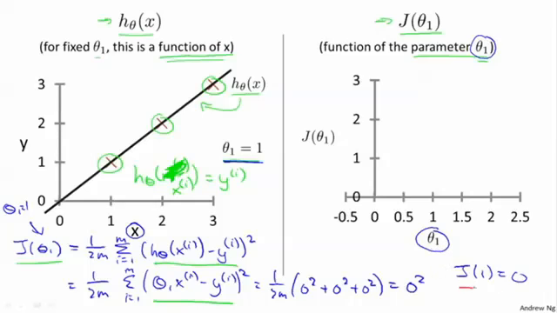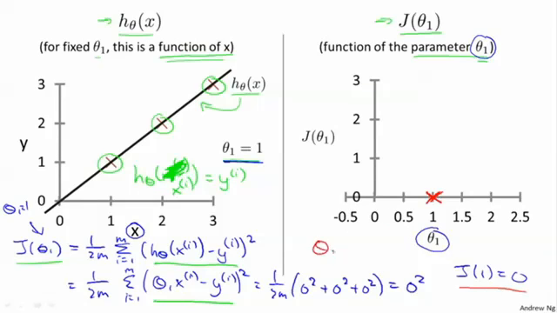So I have J of 1 is equal to 0. So let's go ahead and plot that. You can end up with an x over there. Now let's look at some other examples. Theta 1 can take on a range of different values, right? So theta 1 can take on negative values, 0, or positive values.